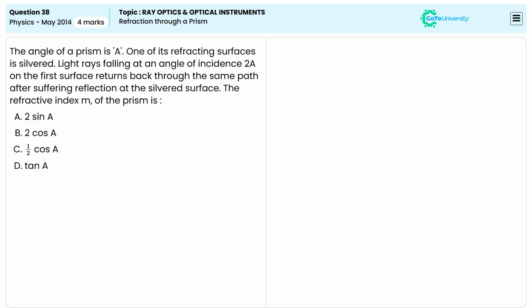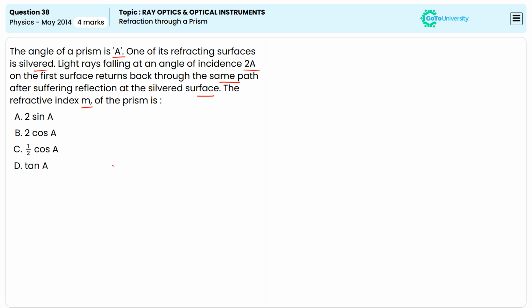The angle of a prism is A. One of its refractive surfaces is silvered. Light rays falling at an angle of incidence 2A on the first surface return back through the same path after suffering reflection at the silvered surface. The refractive index mu of the prism is? We can write this refractive index as mu also.